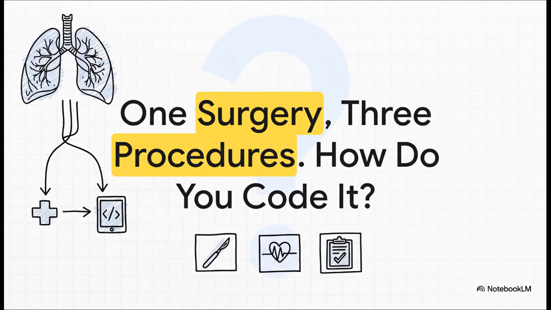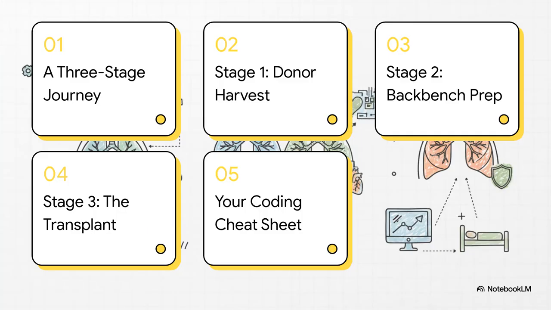Here's the thing. From a coder's point of view, this one surgery is actually three totally distinct procedures. So the big question is, how in the world do you accurately code for all of that work? That's exactly what we're about to unpack. So here's our roadmap for today. First, we'll look at the big picture, this whole three-stage journey concept. Then we'll dive into each stage, one by one: the donor harvest, the backbench prep, and finally the transplant itself. And don't worry, we'll wrap it all up with a super simple coding cheat sheet to make it all stick.